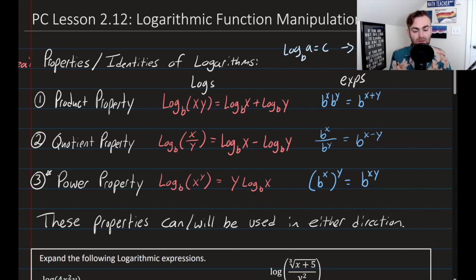And the same thing can be said about the quotient property, where division of results results in subtraction of powers. Or, again, I like to think of outside and inside. Addition on the outside turns into multiplication on the inside. Subtraction on the outside turns into division on the inside.